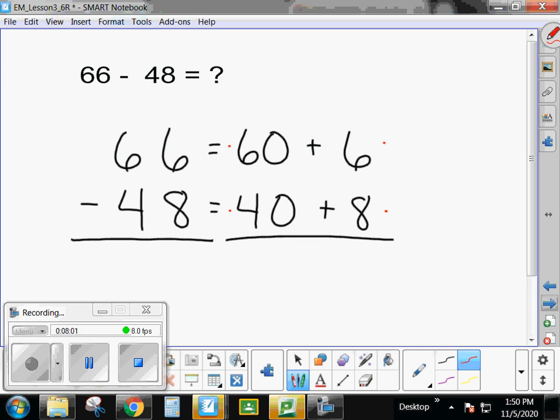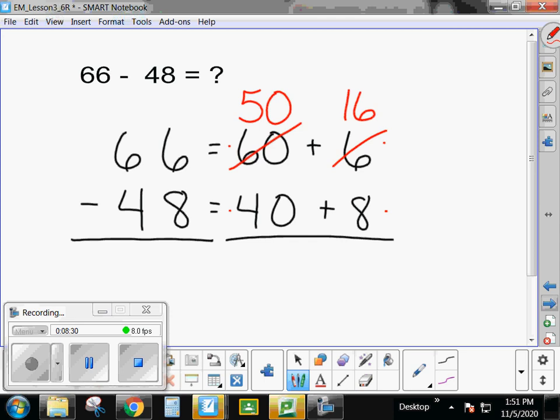We cannot take 8 ones from 6 ones. So where do we trade and get more ones? We go to the tens place. You always trade by going to the place value to the left. So I'm going to go to the tens place. Now I have 50, and I'm going to bring that 10 over. How much do you have now if you brought over 10? Now you have 16, right?